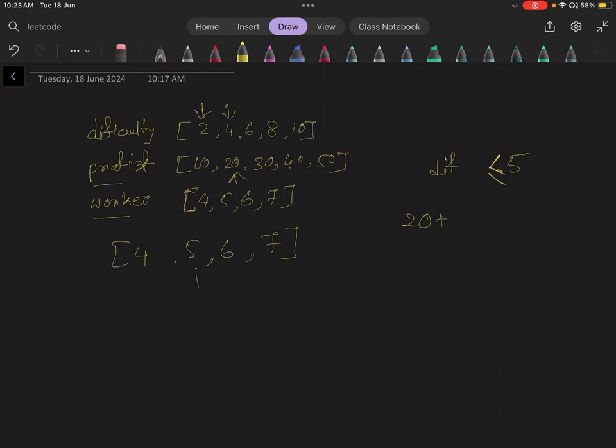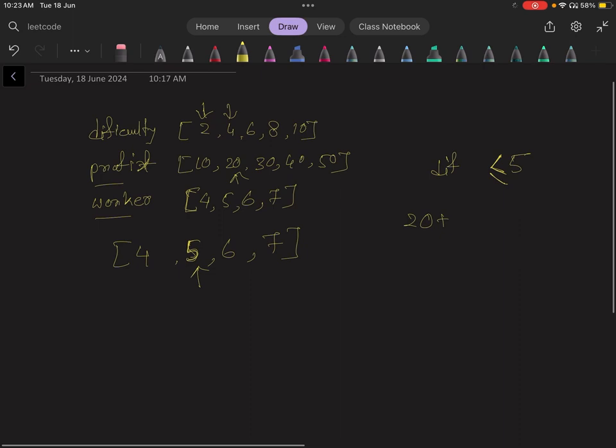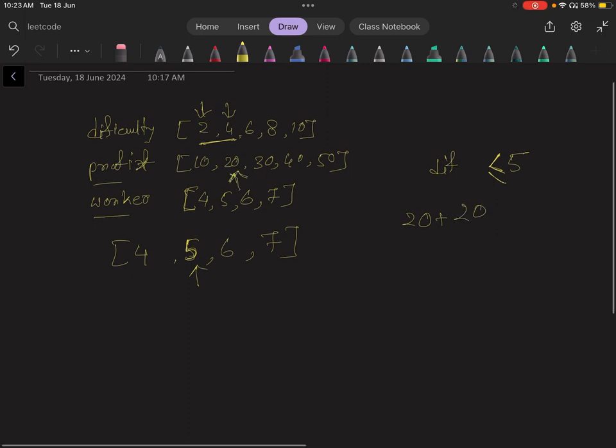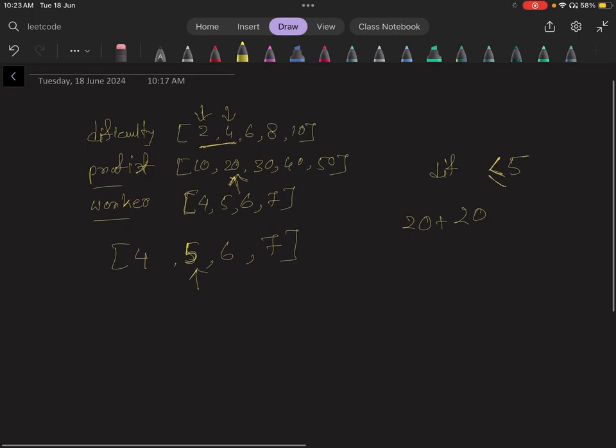Next we move to the next worker, 5. He can do a job with at most 5 difficulty. With at most 5 difficulty we have the two jobs 2 and 4, and which one gives us the most profit? Again it is 20. So I will add this 20 to our total profit.